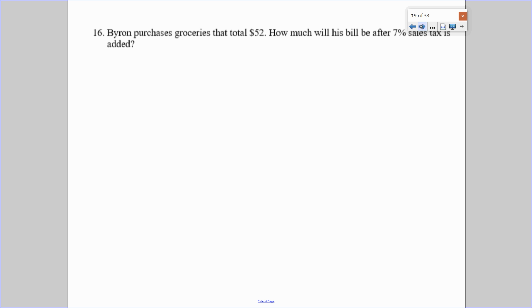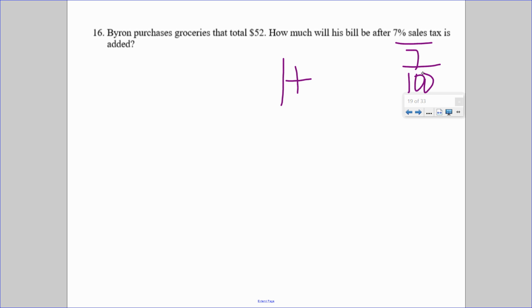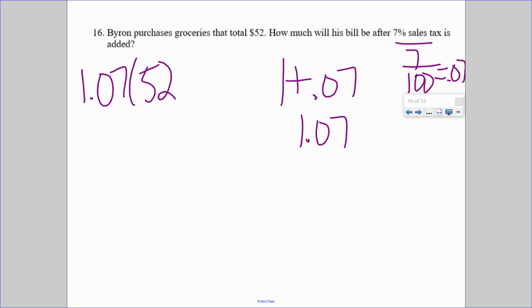Byron purchases groceries that total $52. How much will his bill be after 7% sales tax? So if it's 7% sales tax, it means that we're increasing the amount you're paying by 7%. So it's 1 plus, and if I convert that to a decimal, I get 0.07, not 0.7. 1 plus 0.07, which is 1.07. Again, if you're paying tax, you're increasing the amount that you're paying. So it becomes 1.07 times 52.